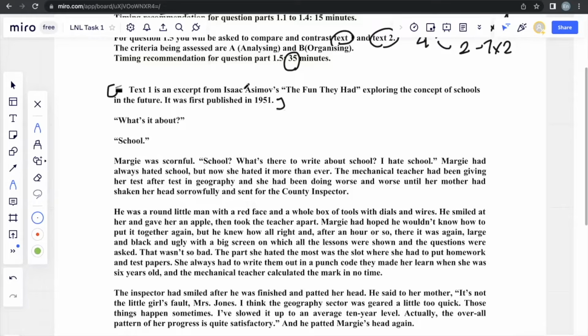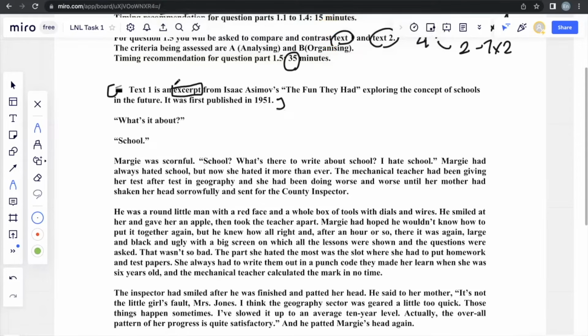From this short paragraph, we can see a few pieces of information given to us. Text 1 is an excerpt. So actually, text 1 generally, most of the time, will not be the entire piece of work.